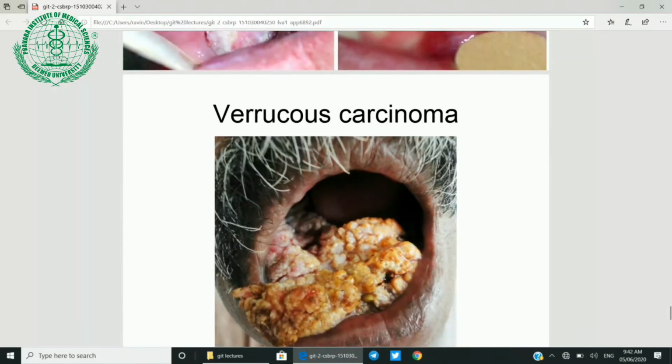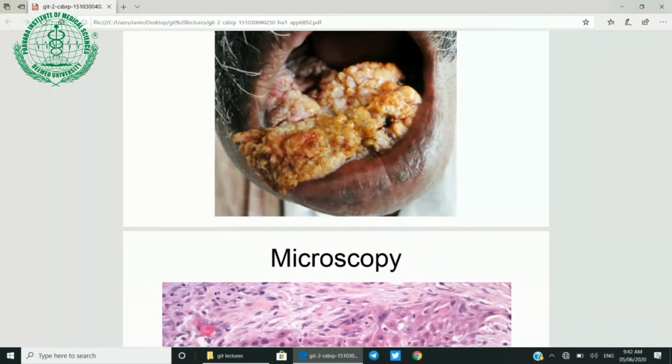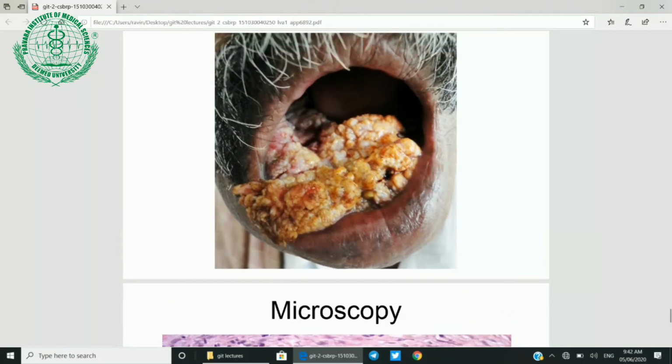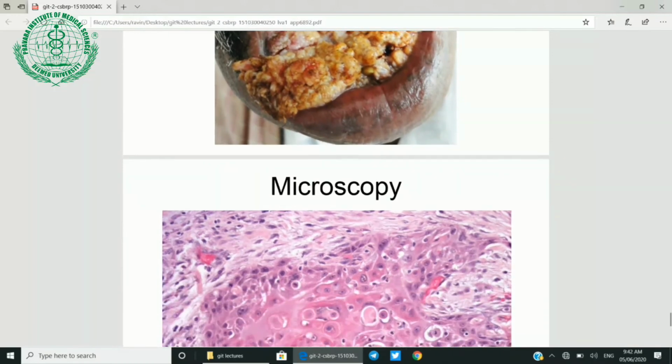Very scary pictures. This is one separate variety of oral squamous cell carcinoma, which is called verrucous carcinoma. Very, very scary pictures.